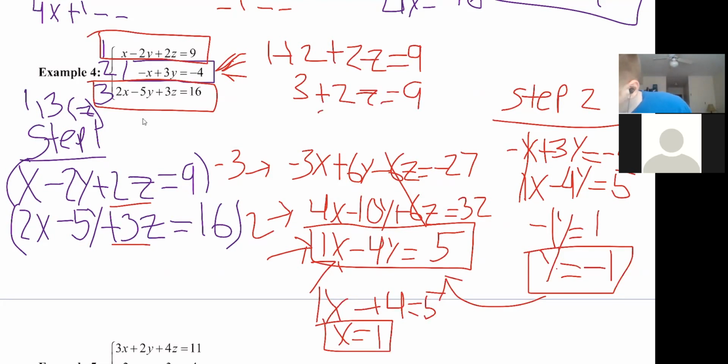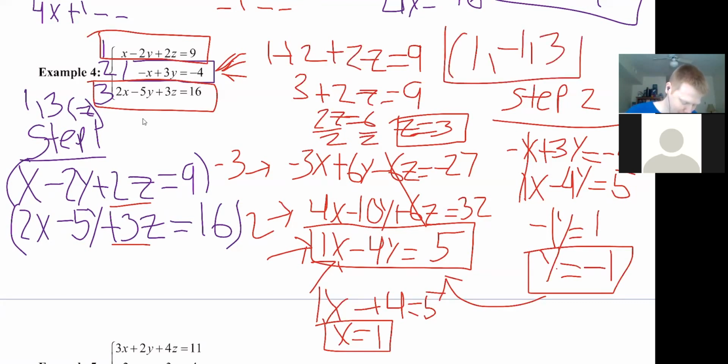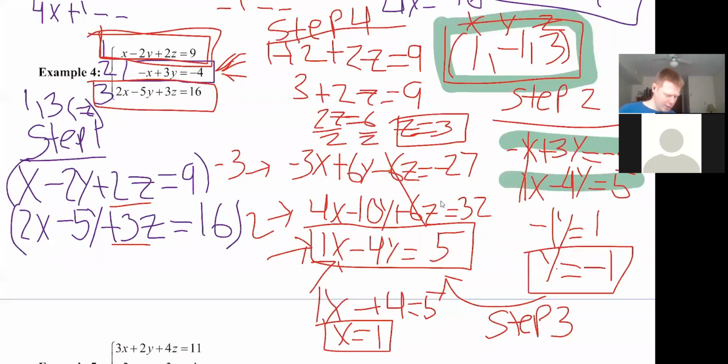So if I solve that, I'd have 2z equals 6. And if I divide that, I would get z is 3. So I know this is kind of all over the place, but our final answer for this would be 1, -1, and 3, like our x, y, and z.